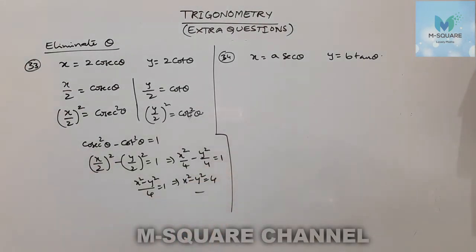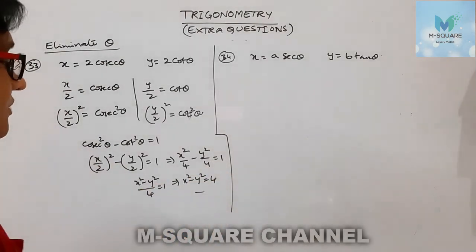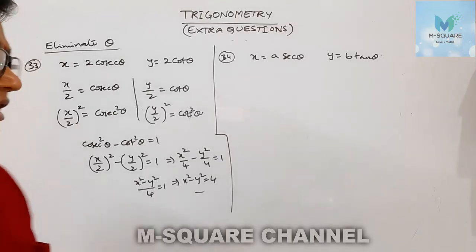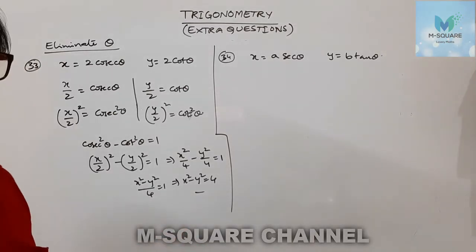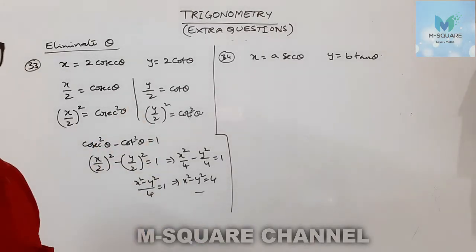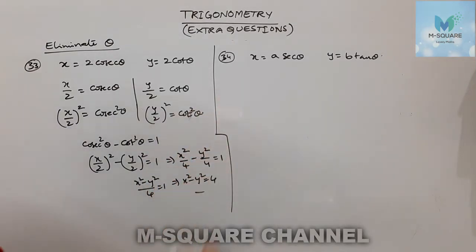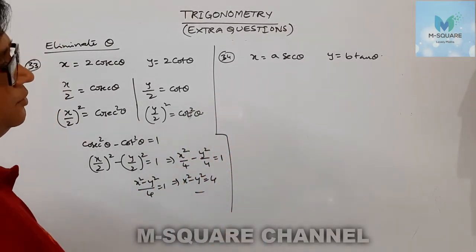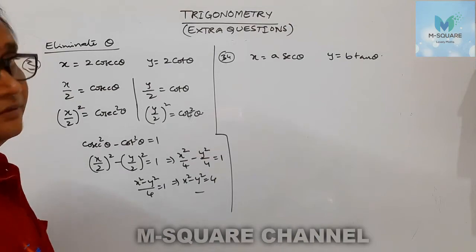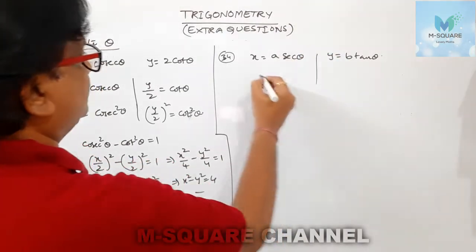Actually, these types of parametric forms will come in coordinate geometry. In coordinate geometry, we are going to take x equal to a secant theta, y equal to b tan theta, and draw the graphs and everything. In this case also it is the same.